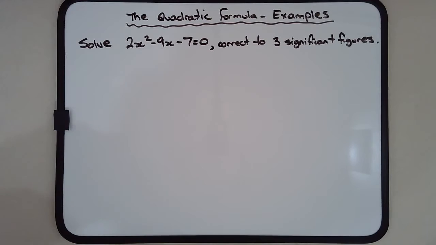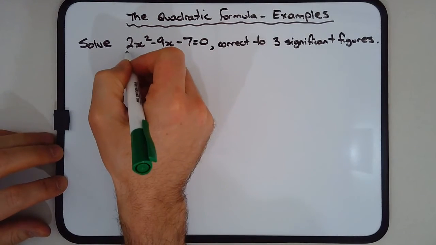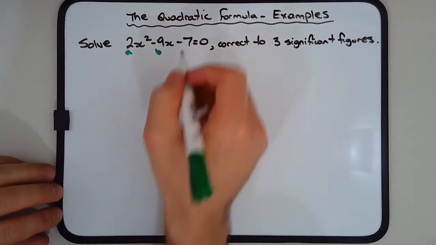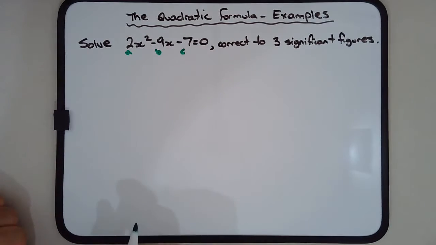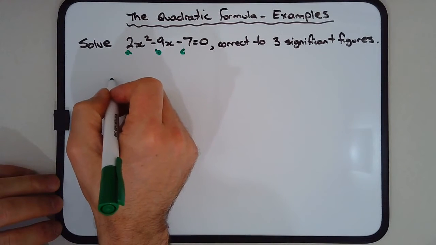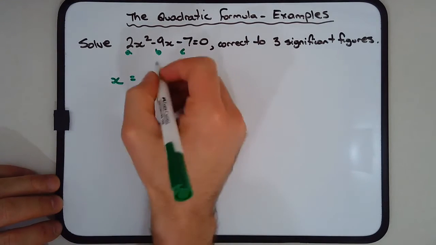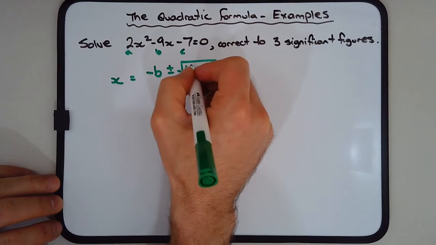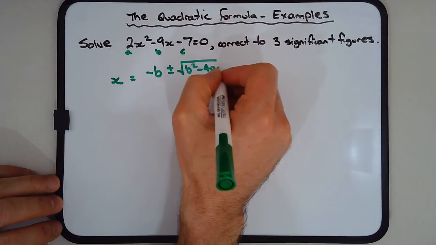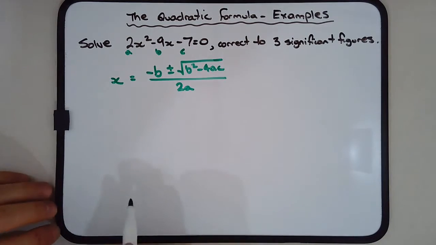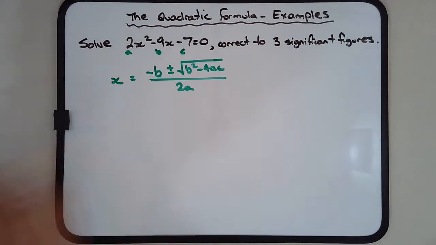So first thing we're going to do is label the coefficients. That's coefficient a, that's b, which is negative 9, and that's c, which is negative 7. Now, the solution to this equation is given by the quadratic formula. x is equal to negative b plus or minus the square root of b squared minus 4ac, over 2a. And we're going to substitute these coefficients into the quadratic formula.